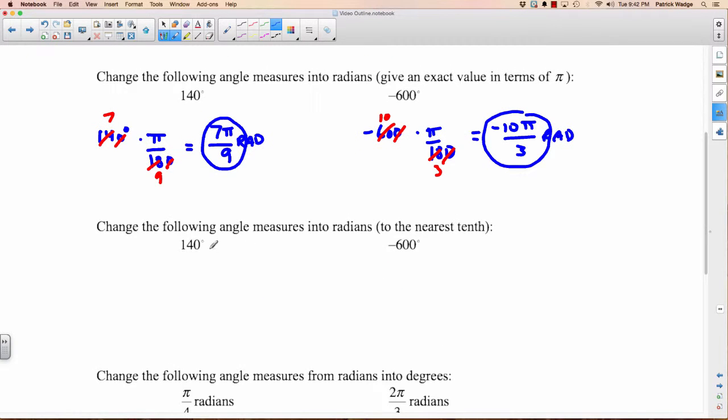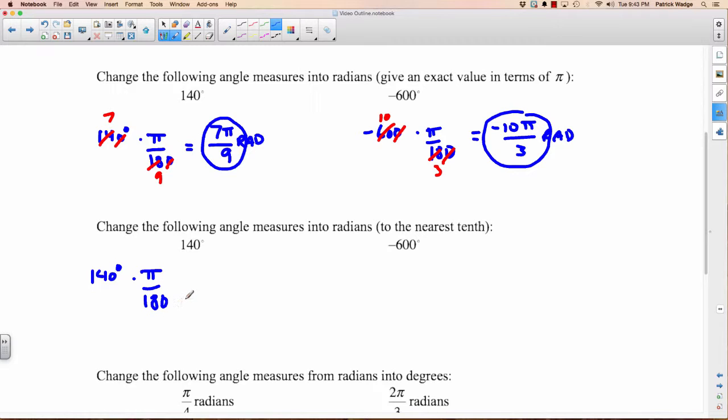Okay, so now we're going to do the exact same question, but this time, rather than leaving the answer with pi in it, we're going to get a decimal answer. So we're going to round it to the nearest tenth. So I'm going to put 140 degrees. I'm going to write the same thing. I know this is ridiculous, but I'm going to do that. 140 degrees times pi over 180. What you could do is 140 times pi and then divide it by 180 and you'd have your answer.